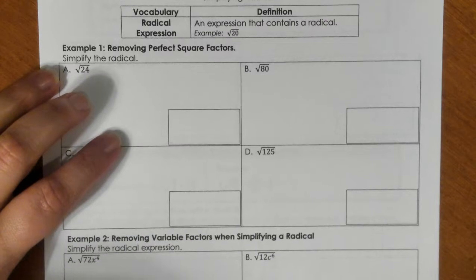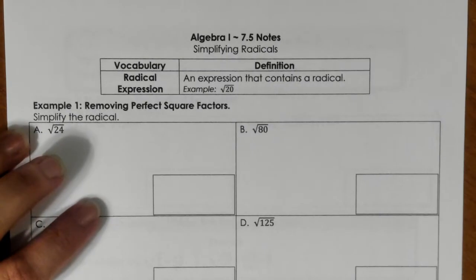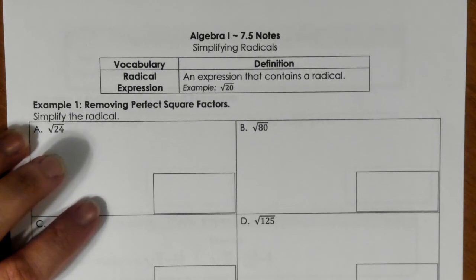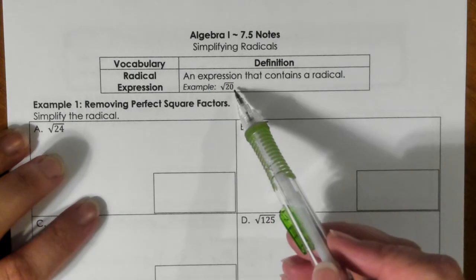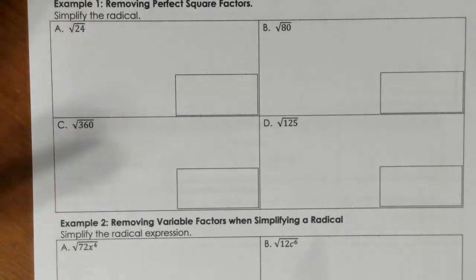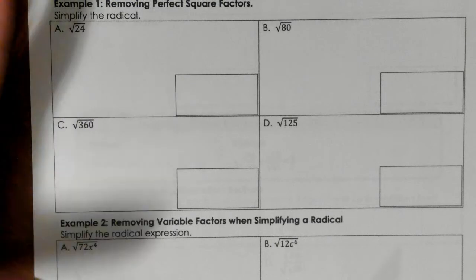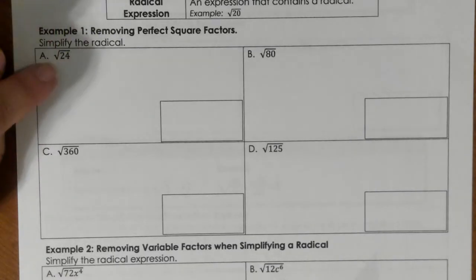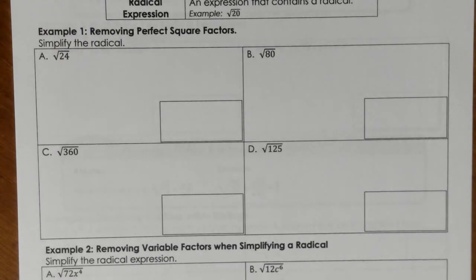So it says here, what is a radical expression? It is an expression that contains a radical. An example would be the square root of 20. If you look at the paper quickly here, you will see that on this side, none of these are perfect squares. So normally when you would have to solve this, you would put the square root of 24 into your calculator, and then you would get some kind of a decimal. But how do we do this without getting decimals? So I'm going to show you that now.